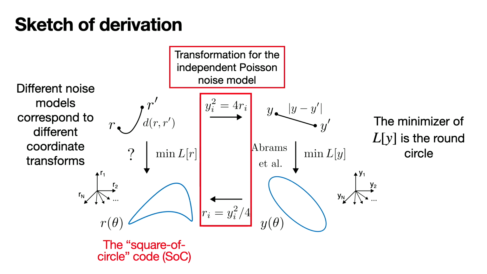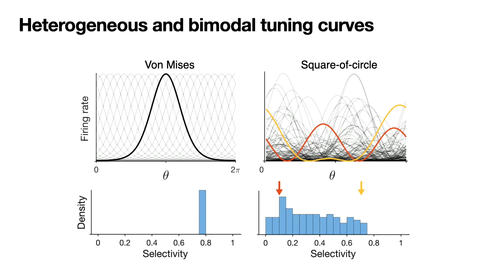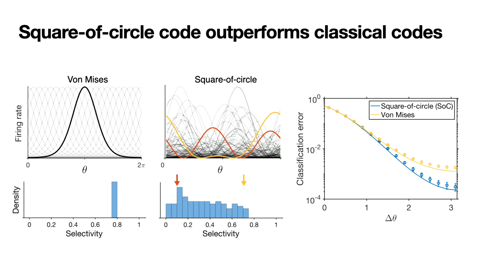We want to point out that this transformation depends on the noise model you impose on the system. And different noise models will correspond to different coordinate transforms. Here's a visualization of what the code looks like. Compared to classical codes like the von Mises code on the left, our square of circle code exhibits a wide range of heterogeneity across neurons. And in terms of performance, we validated that indeed our square of circle code outperforms the classical von Mises code in terms of coarse estimation.